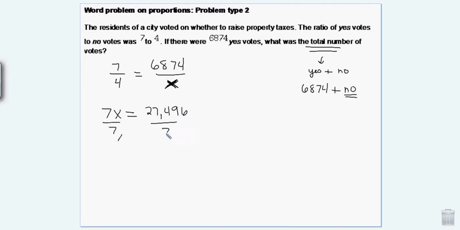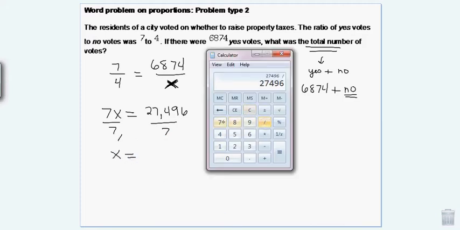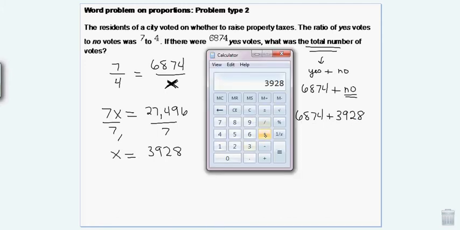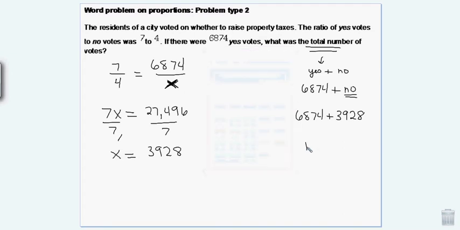Divide both sides by 7, and I get X is equal to 3,928. So there were 3,928 no votes. So I'm going to add that to my 6,874. So my total number of votes was 10,802 total votes.